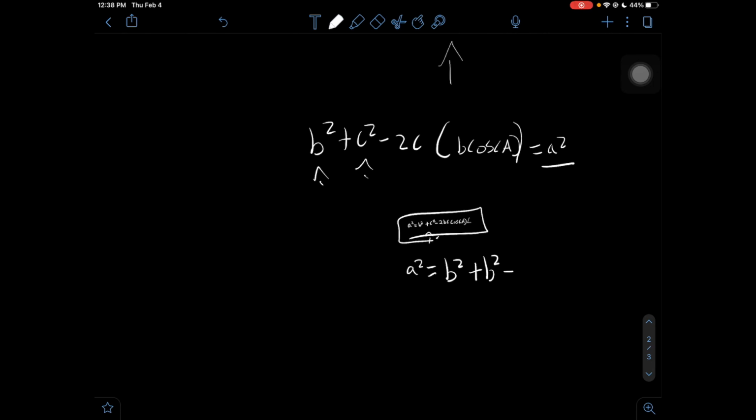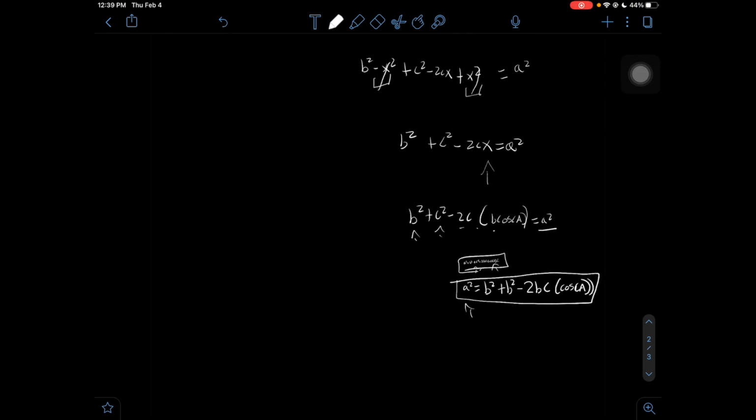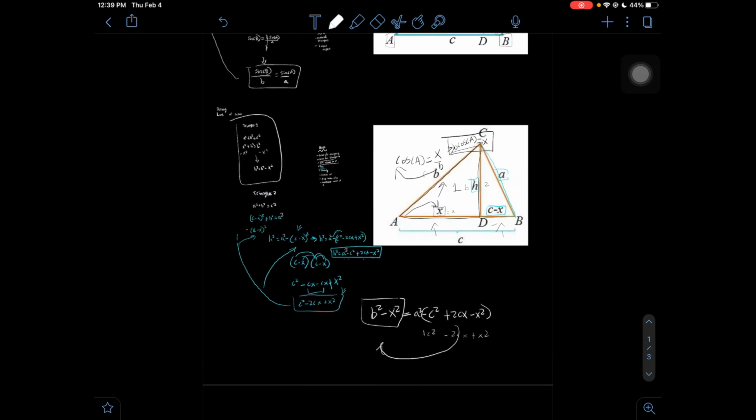Minus 2bc. Well, you can see that we have 2cb. Well, we can rearrange that, no problem. We're just multiplying by each other, so we can just move it around. So we have minus 2b times c, and c is multiplying by cosine of a. And again, it all equals a squared. So we have successfully derived the law of cosines using this triangle.